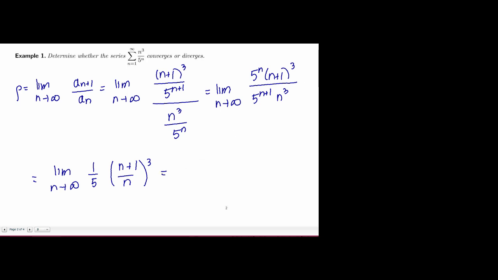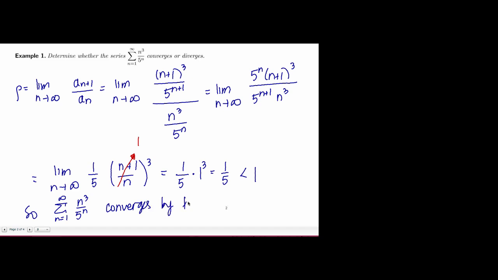So now we notice you should be able to compute the limit as n goes to infinity of n plus 1 over n. This limit goes to 1. Make sure that you talk to your instructor if you have any questions about how to compute that limit. And we end up with 1/5 times 1 cubed, which is just equal to 1/5. So our rho is equal to 1/5. Observe that 1/5 is less than 1, so we conclude that our series sum n equals 1 to infinity, n cubed over 5 to the n converges. Because by the ratio test, because our value of rho was 1/5, which is less than 1.